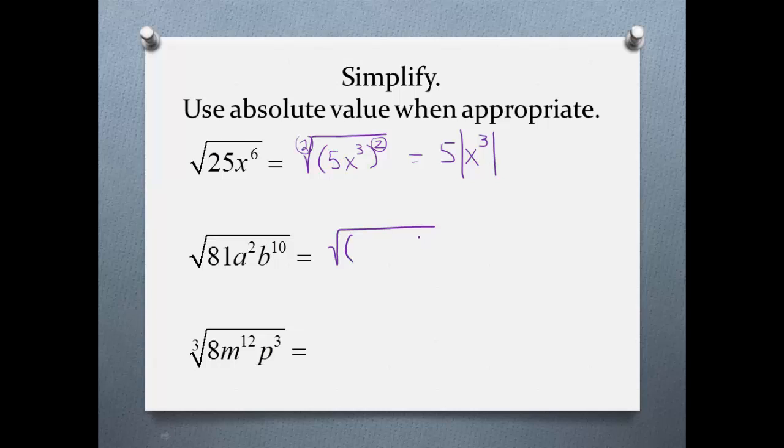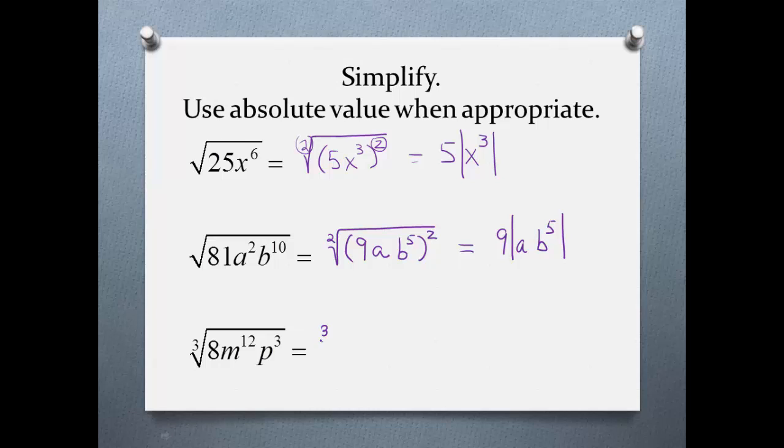Next one. Again, this is a square root, so I'm trying to get an exponent of 2 underneath here. What do I square to get 81? A 9. What do I square to get a squared? An a. And to get b to the 10th, I would need to have a b to the 5th in here. And so then the index and the power undo each other, and I get 9ab to the 5th. Again, that's an even root, so I need absolute values.